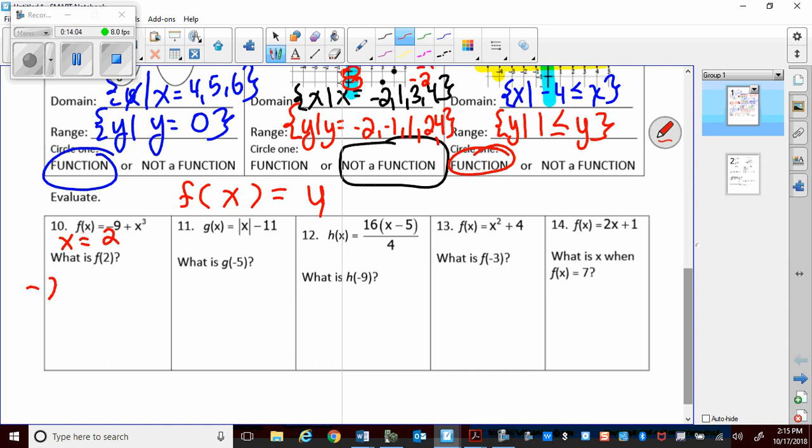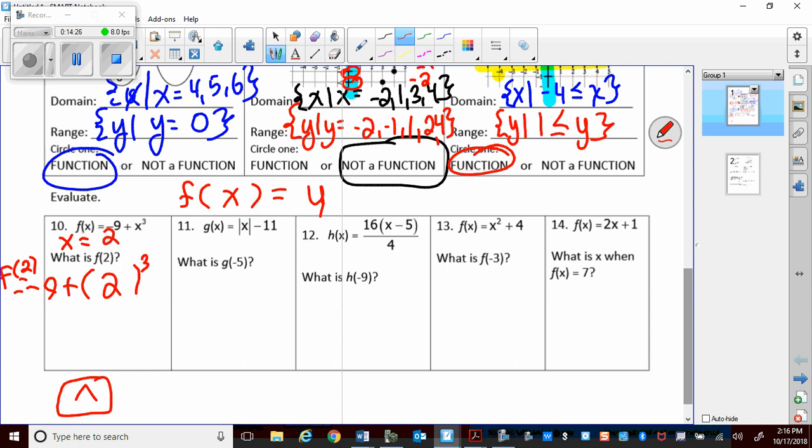So -9 plus parentheses. When you're doing something to an exponent, you put parentheses. 2 cubed. You can write f of x or f of 2 equals -9 plus 2 cubed. How do I do the cube? This is the button. This button with a tent.